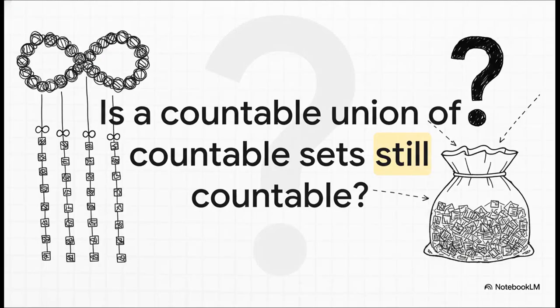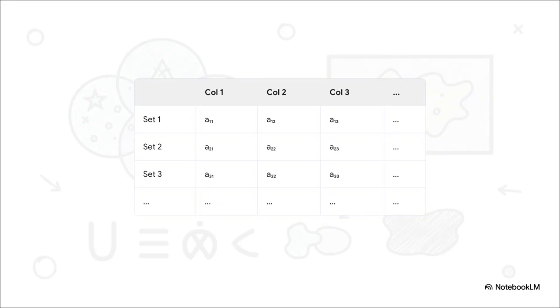Let's say I have a countable number of these listable sets. So an infinite list of infinite lists. If I smoosh them all together, is the resulting collection still something I can list out? I mean, it feels like it should be way too big, doesn't it? Well, the answer, kind of surprisingly, is yes. It is still countable. And this slide shows the incredibly clever proof.